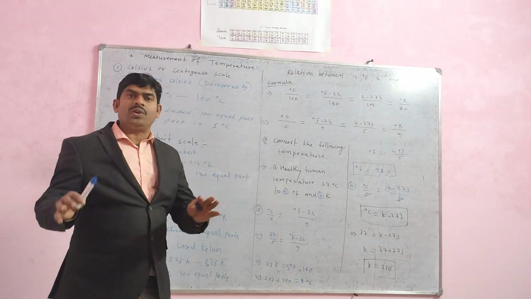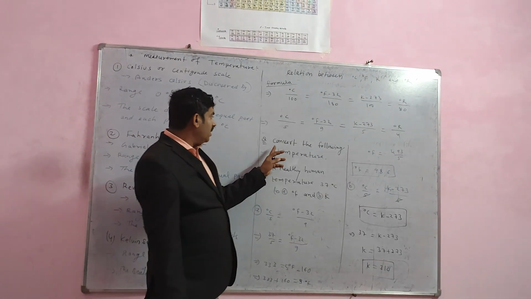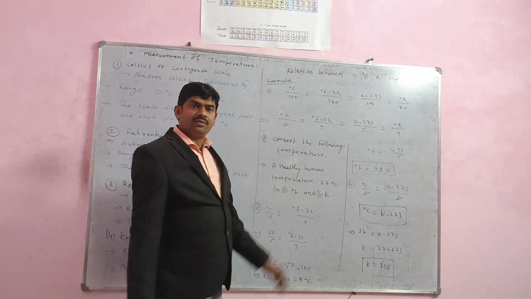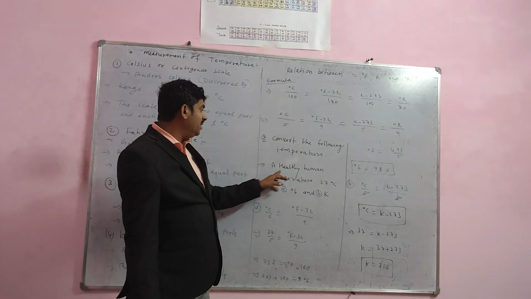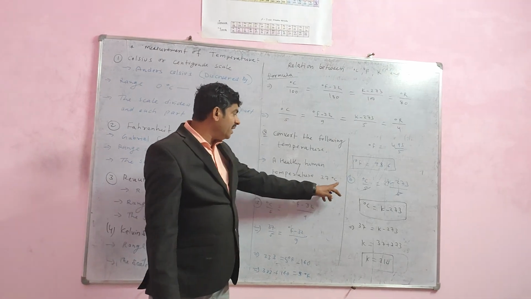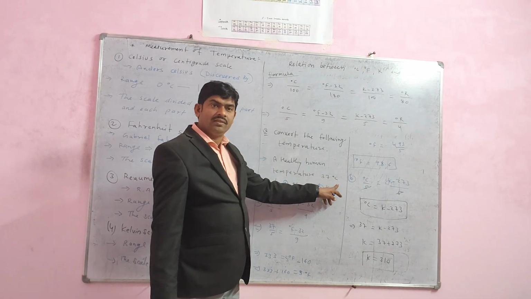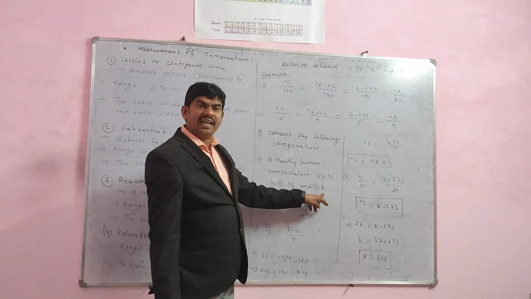Now, how does the question come in the exam? It says: convert the following temperature. Suppose we convert a healthy human temperature, which in the centigrade scale is 37 degrees centigrade. Convert it into Fahrenheit and Kelvin.